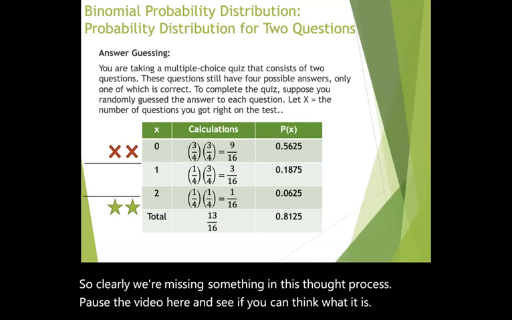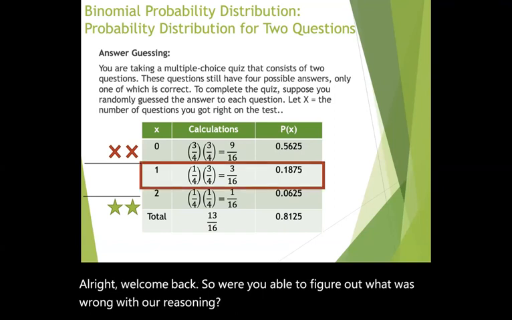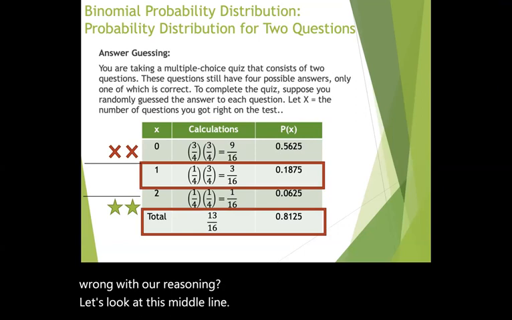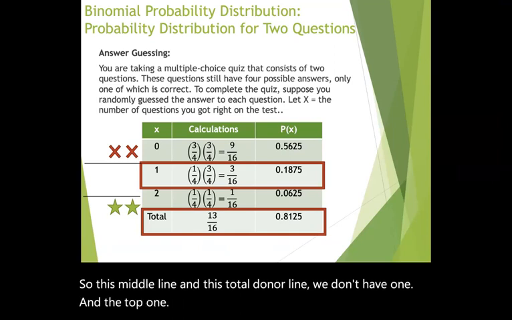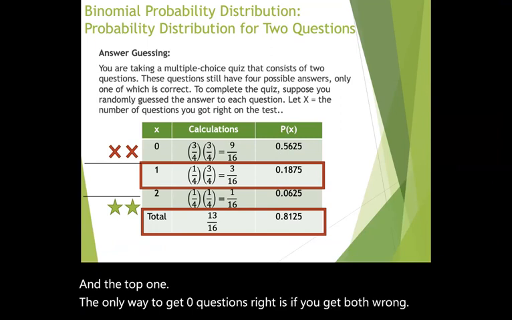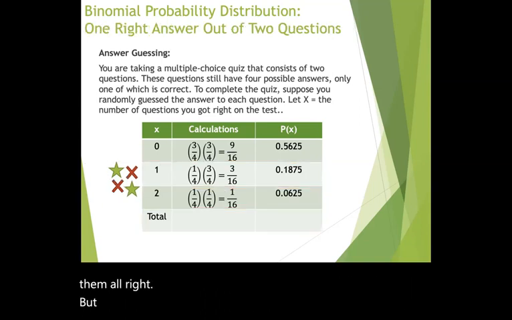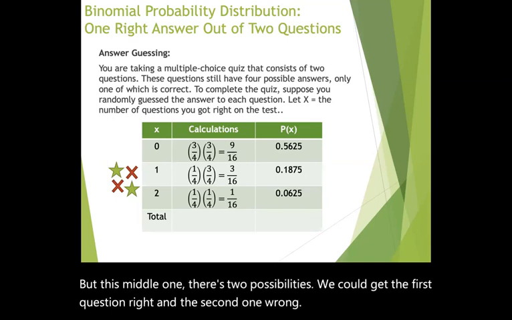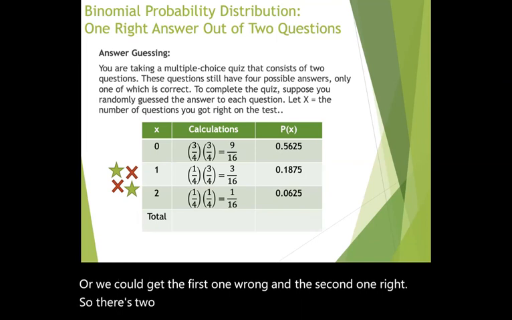All right, welcome back. Were you able to figure out what was wrong with our reasoning? Well, let's look at this middle line. This middle line and this total don't align. We don't have 1. The top one, the only way to get 0 questions right is if you get both wrong. And the bottom one, the only way to get them all right is to get them all right. But this middle one, there's 2 possibilities. We could get the first question right and the second one wrong, or we could get the first one wrong and the second one right. So there's 2 ways to get 1 question right.